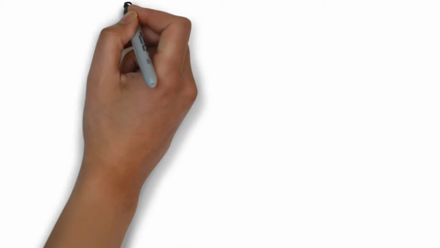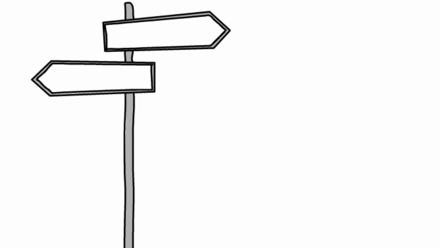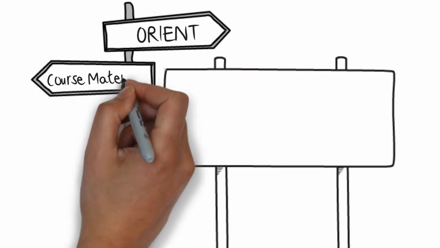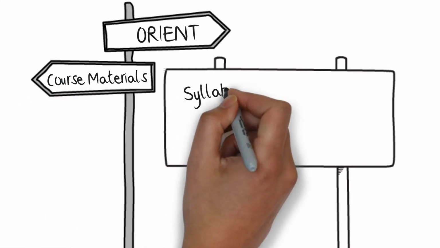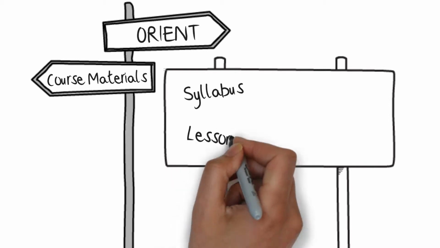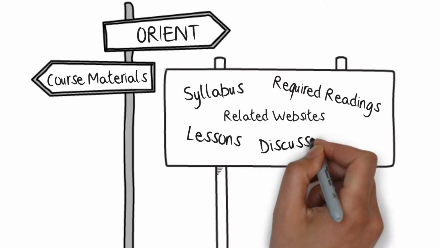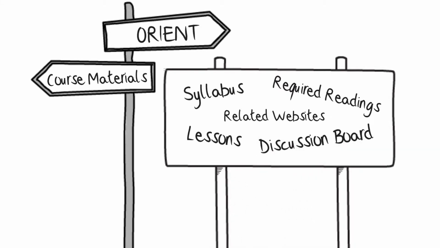First, you need to orient yourself. This can be daunting if you're not used to working online, so take some time early to get a feel for the system. Where are the materials for the course? Where is the syllabus? How many lessons are there? Are there required readings? Are there external resources, such as other websites? How do I post to the discussion board?